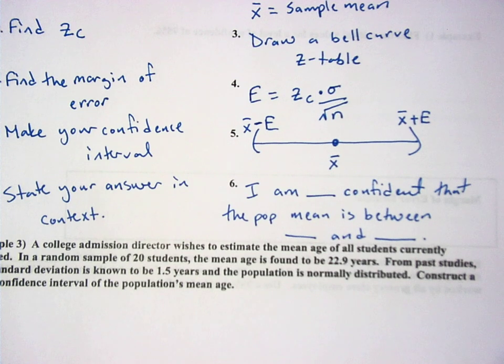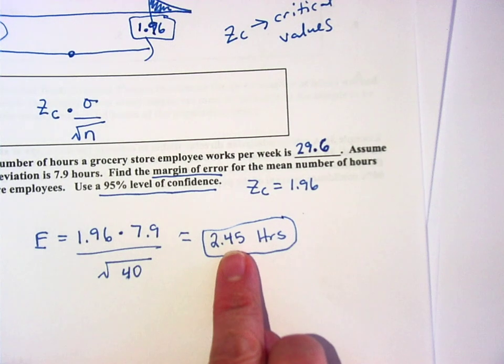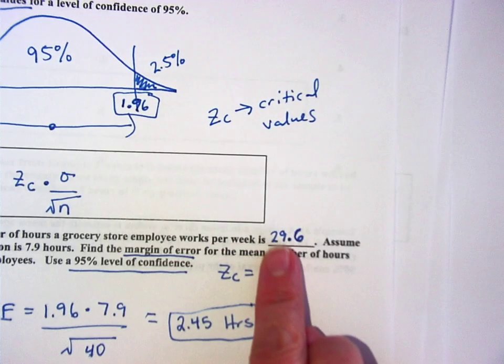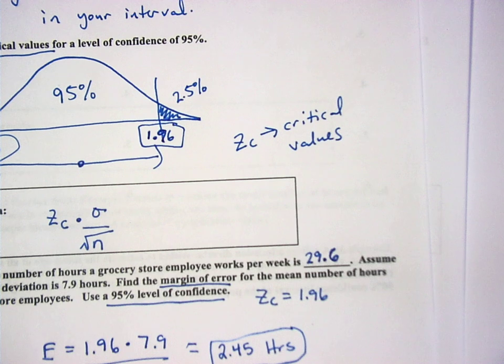So what would you say for example 2? Well, we haven't finished example 2, but if we had, the margin of error was 2.45 hours. So I would have added 2.45 to this and subtracted 2.45 from this. And then said, I'm 90% confident that the population average of hours that a grocery store employee works is between this time and this time, that number plus or minus that 2.45.